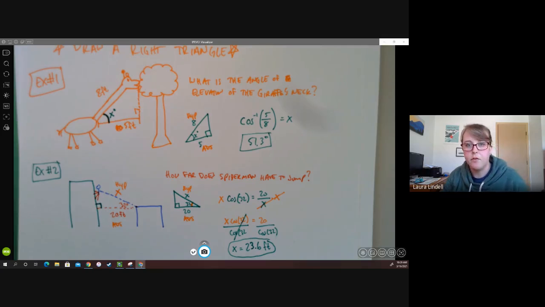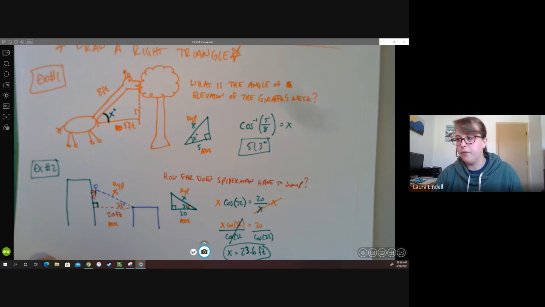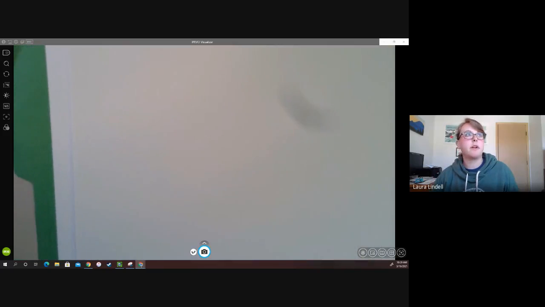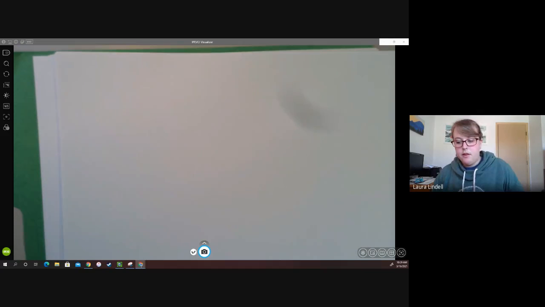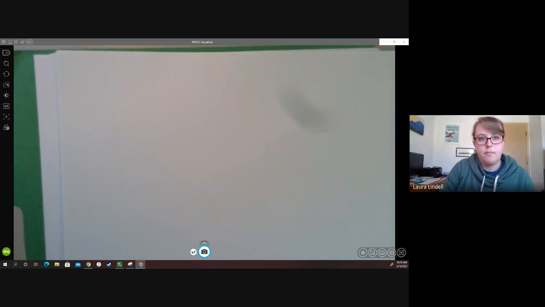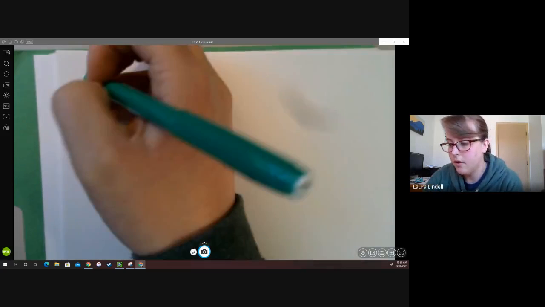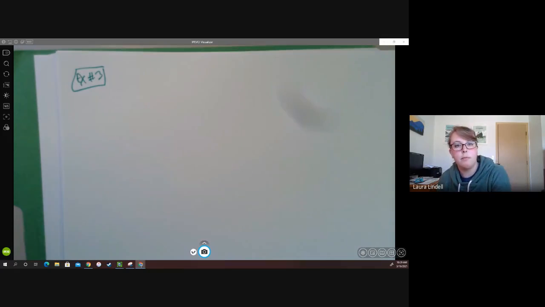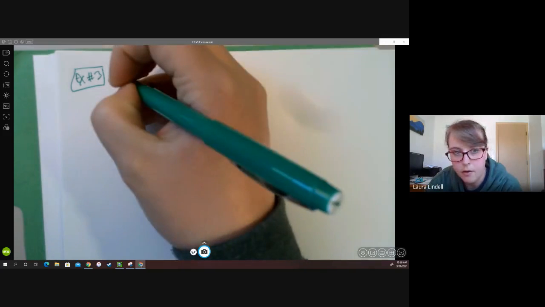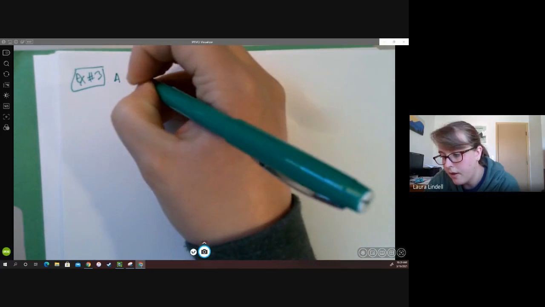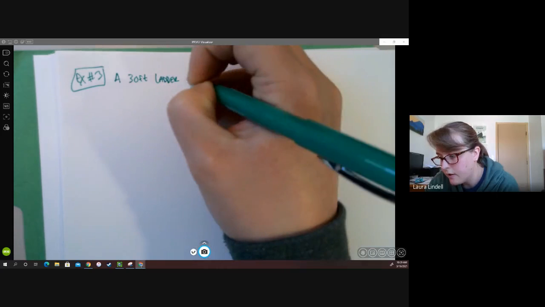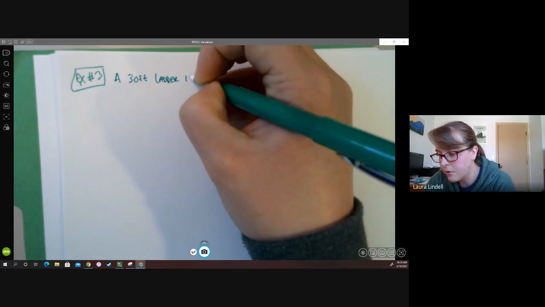Okay. And so for this particular next type of problem, we're going to use something that at first tends to confuse people when they're drawing the picture. There are a lot of common mistakes on this. So example number 3, we're going to write out this word problem here. This might take a minute, but we have a 30-foot ladder leaning against a house or a building.